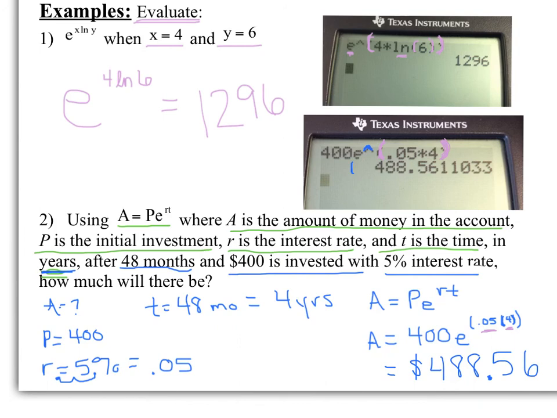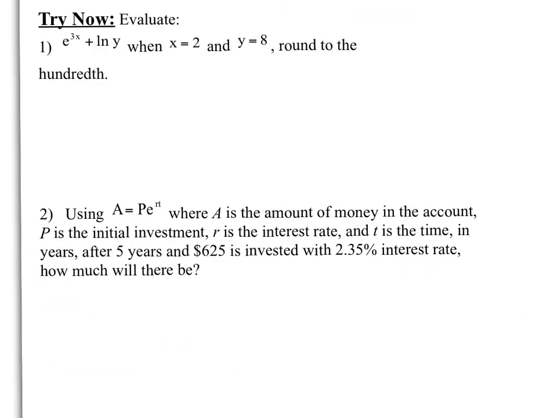So I want you to do 2 on your own, and then bring the notes to class tomorrow. So the 2 I want you to do, this one's a little bit different. I have e raised to the 3x, so that's one term, plus the natural log of y, so it's a separate term. So 3x is my only exponent, and you're going to plug in x equals 2 and y equals 8, and make sure you're showing your work and rounding correctly.